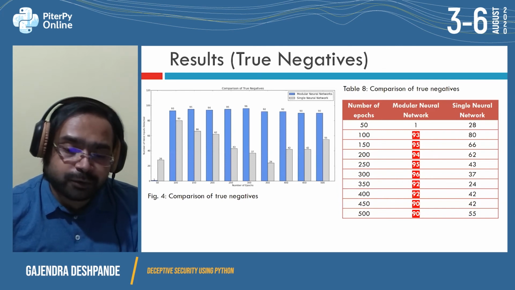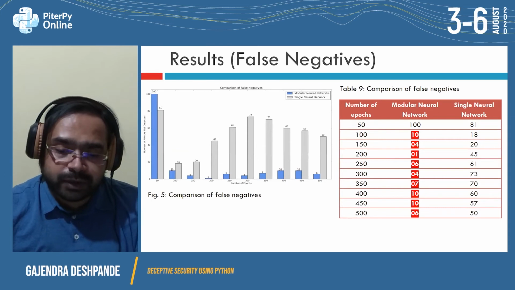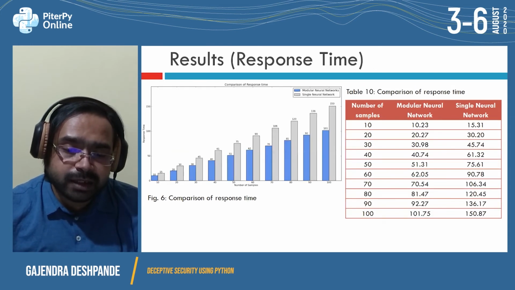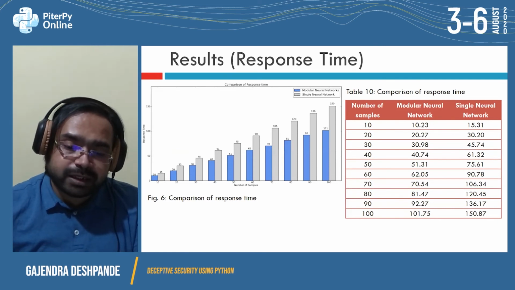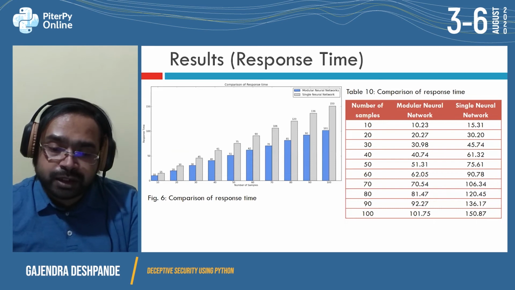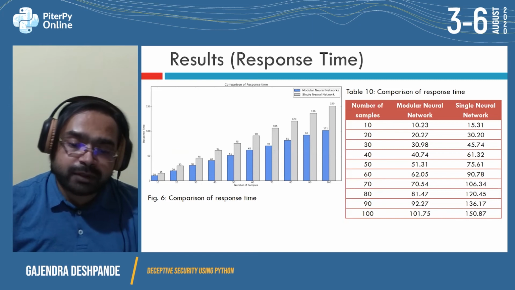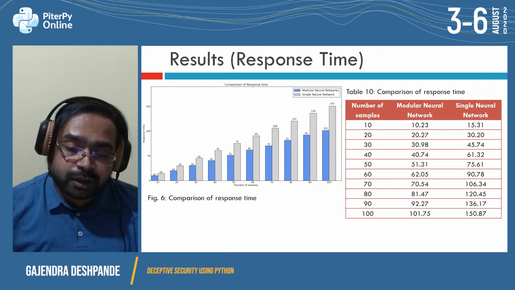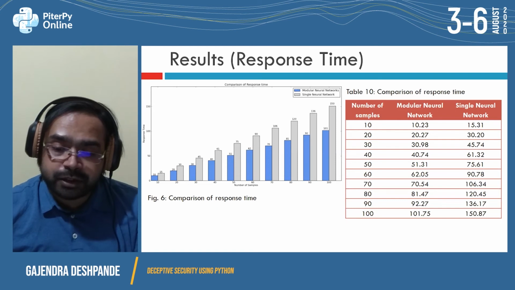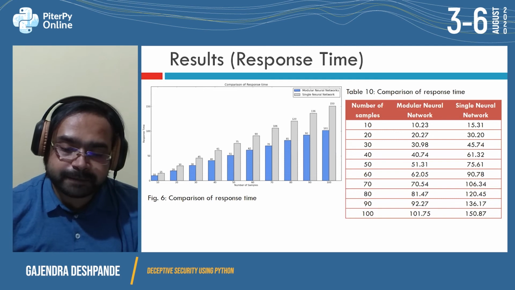Then again, in the comparison of true negatives, we have got similar results. In the comparison of false negatives, we have got similar results. Then comparison of response time. You can see here, as the number of samples increases, the modular neural network starts performing better. With respect to single neural network and modular neural network, the ratio is 1:1.5. So for a single task, if the single neural network is taking 1.5 seconds, then the modular neural network is taking 1 second.